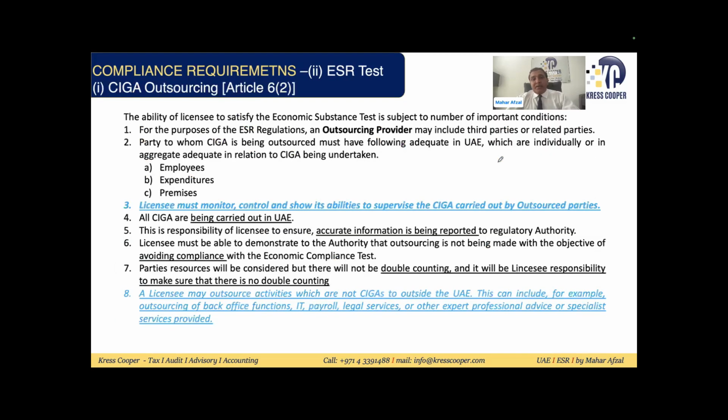SIGA outsourcing, as I discussed, SIGA can be outsourced. For holding company, this is not applicable. Other businesses can outsource the SIGA, core income generating activity. If these are being outsourced, the party to whom these are being outsourced must be based within the UAE. This party must have adequate employees and adequate assets. They are satisfying the direction and management test. Moreover, these SIGA activities are being supervised by the licensee. So if all these conditions are being fulfilled, then it will be assumed that the SIGA has been satisfied. Otherwise, it will be assumed that SIGA has not been satisfied.